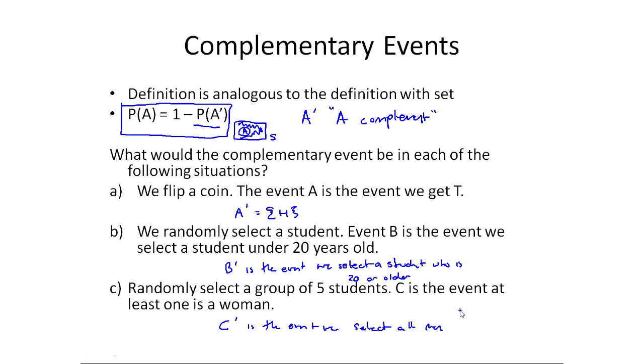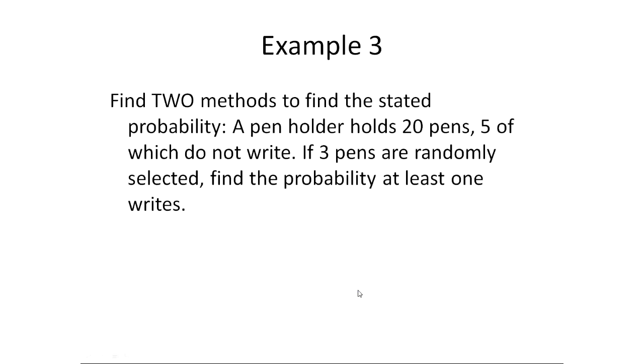So let's take a look at an example where the complement is helpful. So here I say to find 2 methods, because what I want to show you is why we use the complement. So a pen holder holds 20 pens, 5 of which don't write. We're going to select 3 pens randomly, find the probability at least 1 writes. Okay, we want to find the probability at least 1 writes.